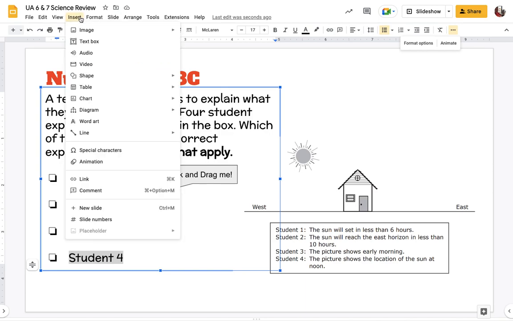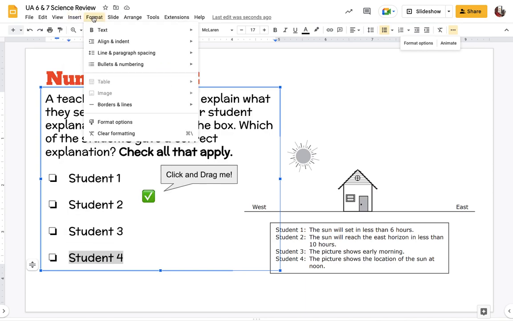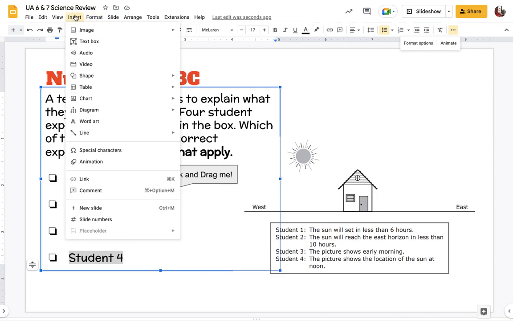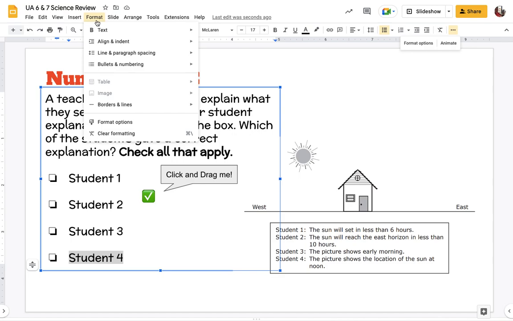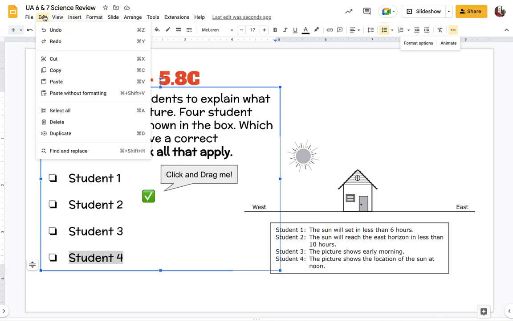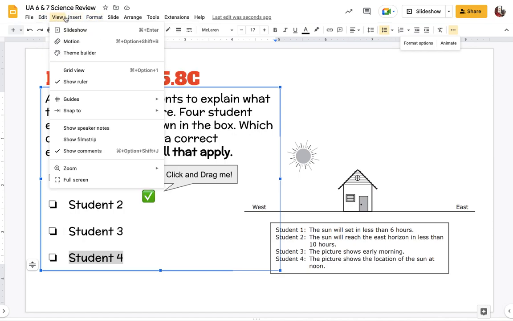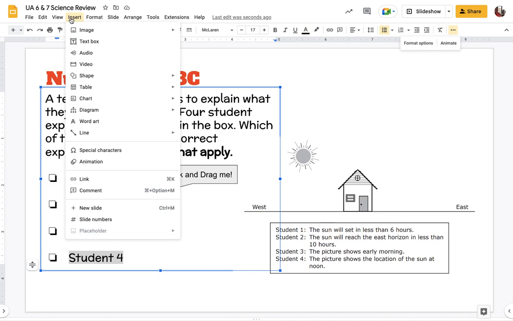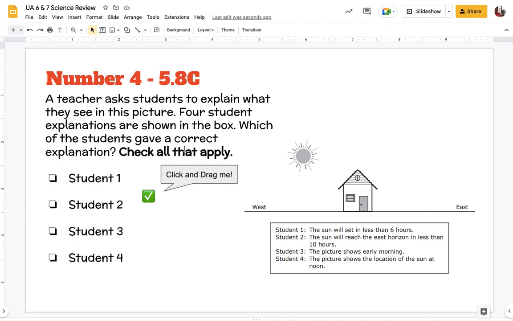Hold on. I'm going to try to show y'all one new thing. I don't think I can. I was going to try to show y'all the strike through, where you can strike through a word. Yeah, I'll have to show y'all that another time. It's pretty cool. But yeah, for that one, I'm just going to go ahead and leave it blank.